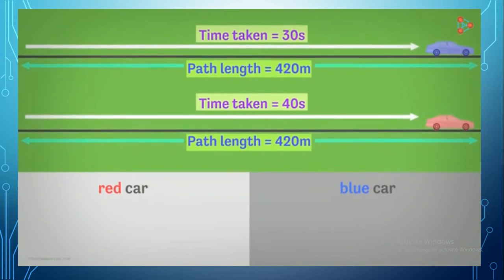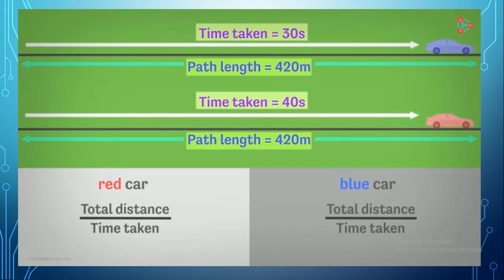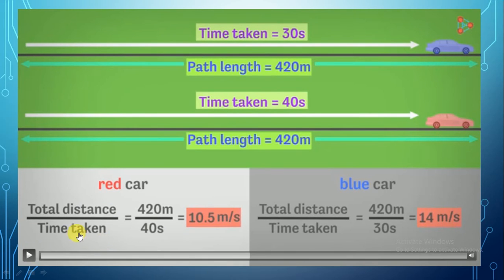Now for each object, if we take the ratio of the total distance covered and the time required to cover that distance, we will get this ratio. Here we find distance and time. We divide distance over time and we can find the speed. Good job. So we divide 420 meters over 40 seconds. We have 10.5 meters per second.